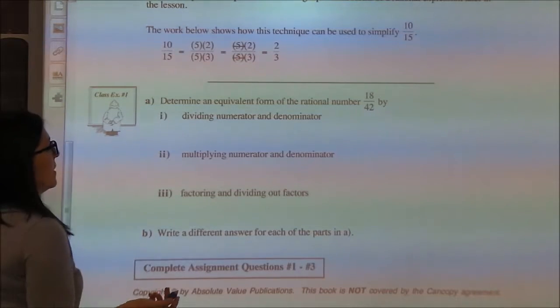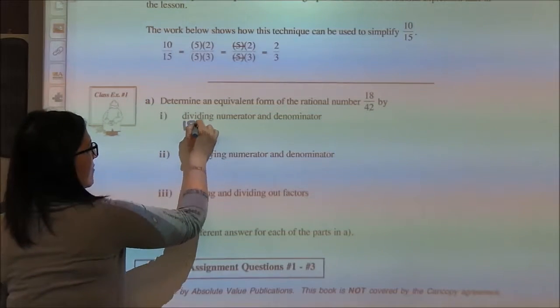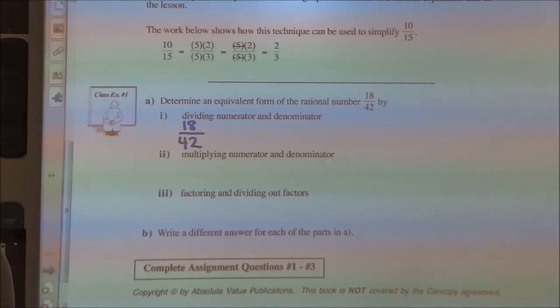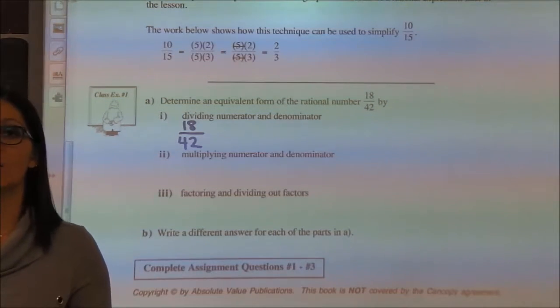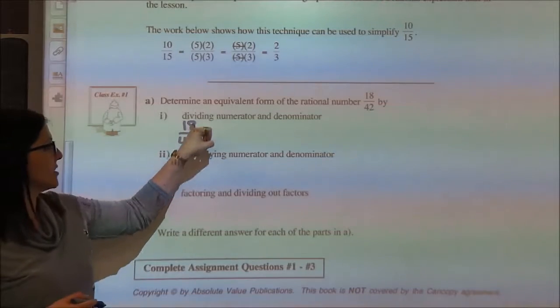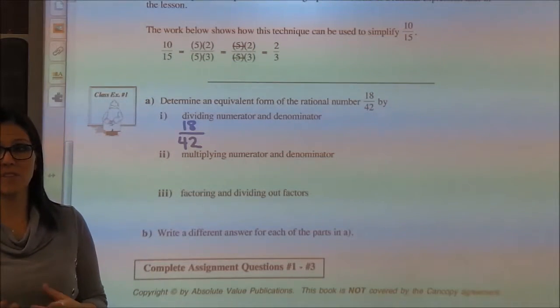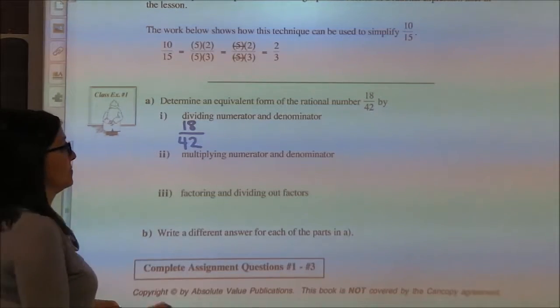So if I look at 18/42s, if I was to find an equivalent form by dividing the numerator and the denominator, what number could I divide them both by? Now sometimes when the numbers get bigger, this can be a little bit tricky. So if you need to, keep it simple. What do you know you can divide 18 and 42 by based on the last digit in each number? They're both even numbers. I can divide them both by 2.